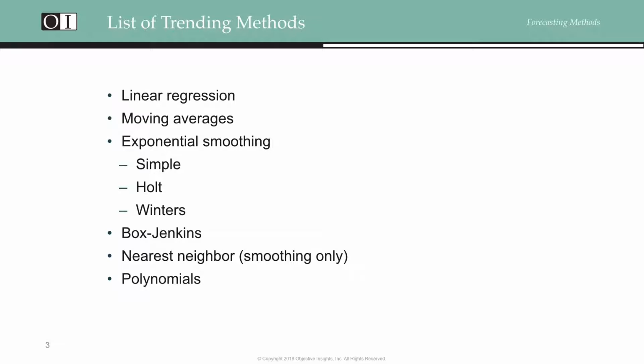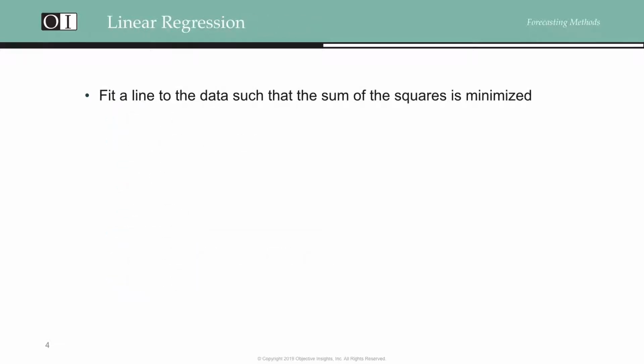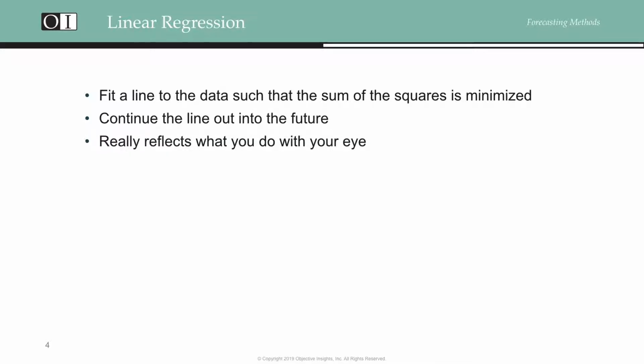So linear regression. Linear regression is a method to fit a line to some data such that the sum of the squares is minimized. And once we do that, then we continue that line out into the future, and that continued line is our trend. And this really reflects what you do with your eye. This is how people often see if something's going up or down. And Excel has this as a built-in function. But it's got a fundamental problem, which is what period to use.